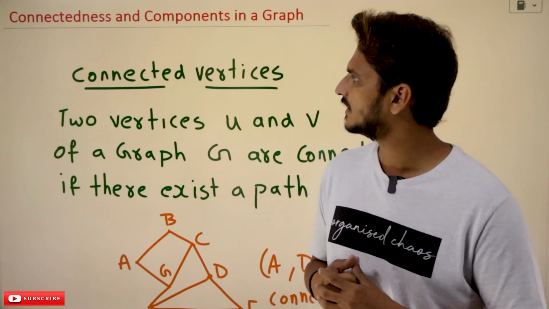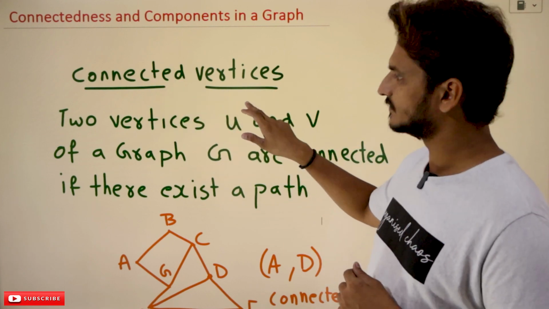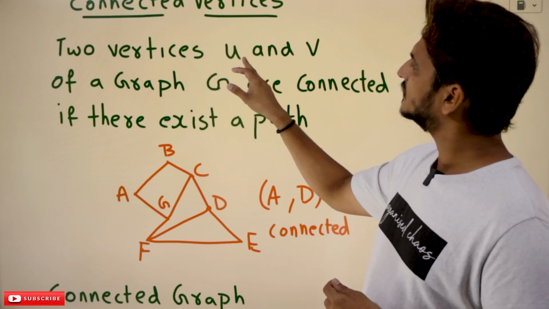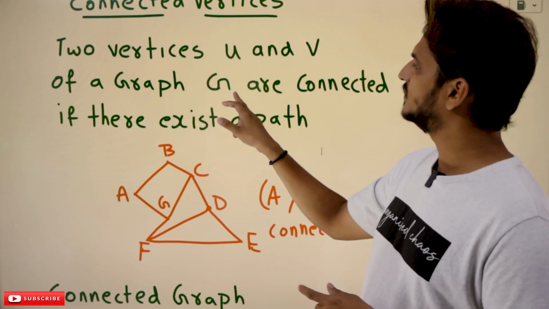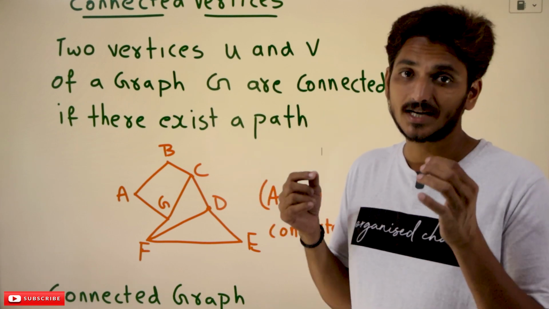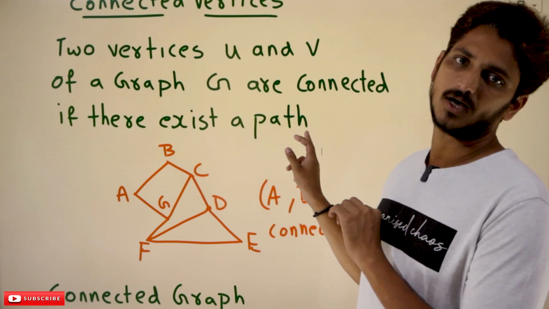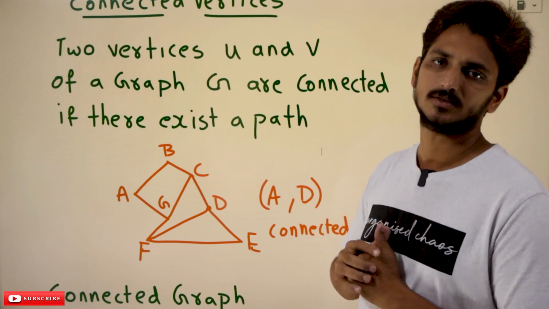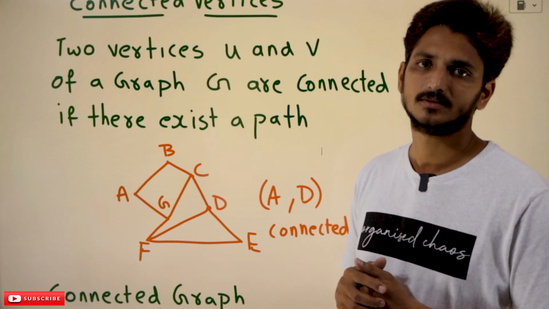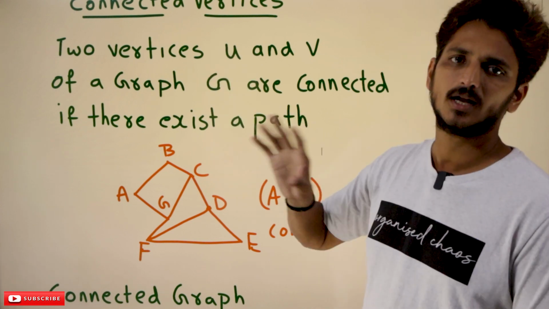Coming to today's class, let's try to understand what is meant by connected vertices. You take a graph. Two vertices u and v of a graph G are connected, if there exists a path between those two vertices. What is meant by path? We already discussed in our previous class. Then we say those two vertices are connected.